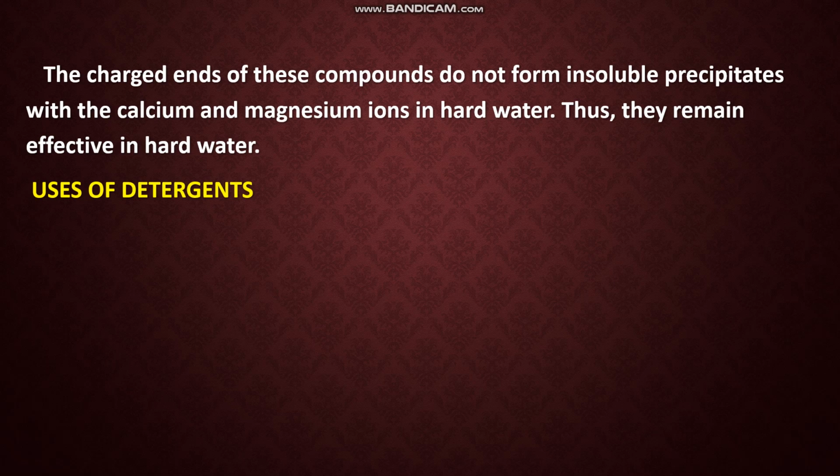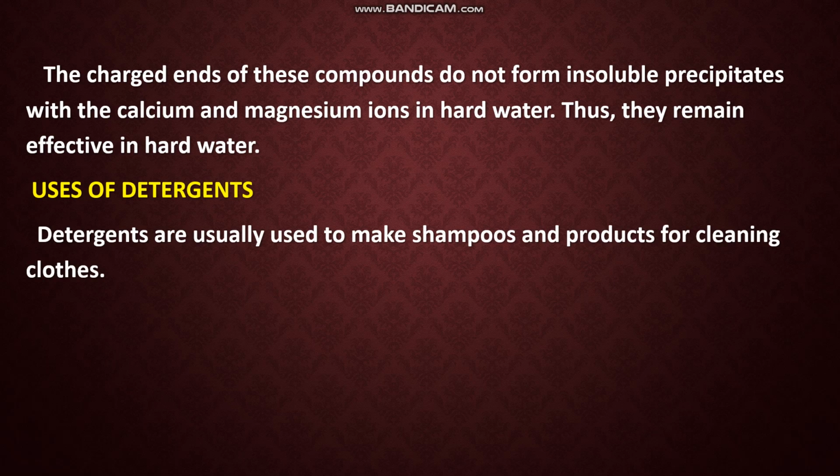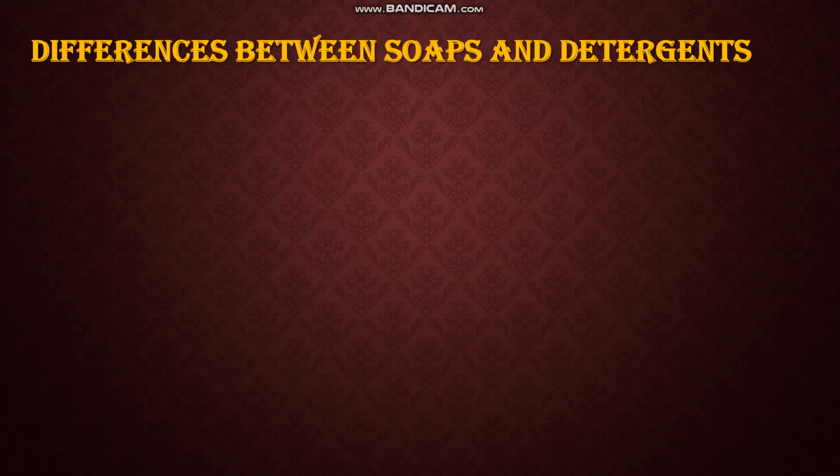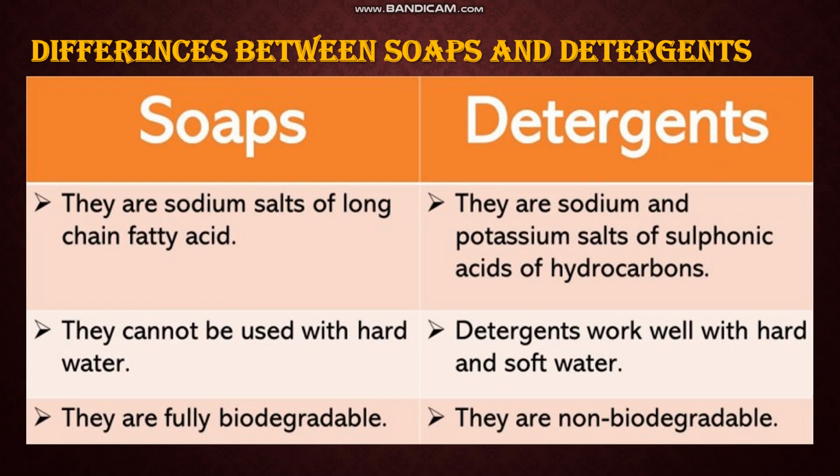Let us see the uses of detergents. Detergents are usually used to make shampoos and products for cleaning clothes. What are the differences between soaps and detergents? Soaps are sodium salts of long chain fatty acids, but detergents are sodium and potassium salts of sulfonic acids of hydrocarbons. Soaps cannot be used in hard water. Detergents work well with hard and soft water.